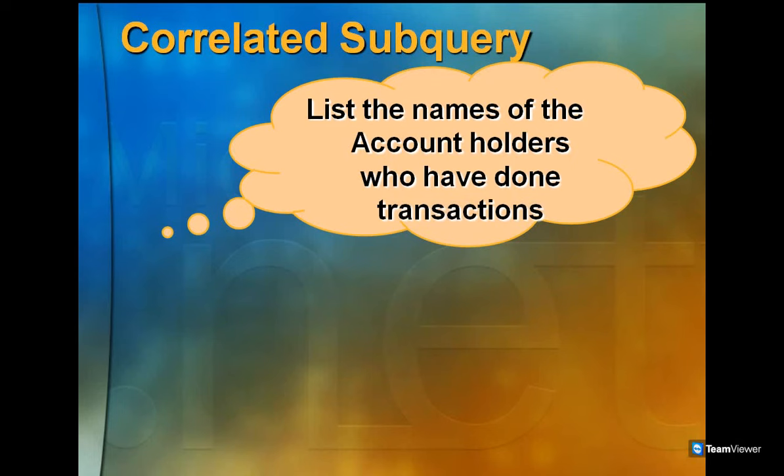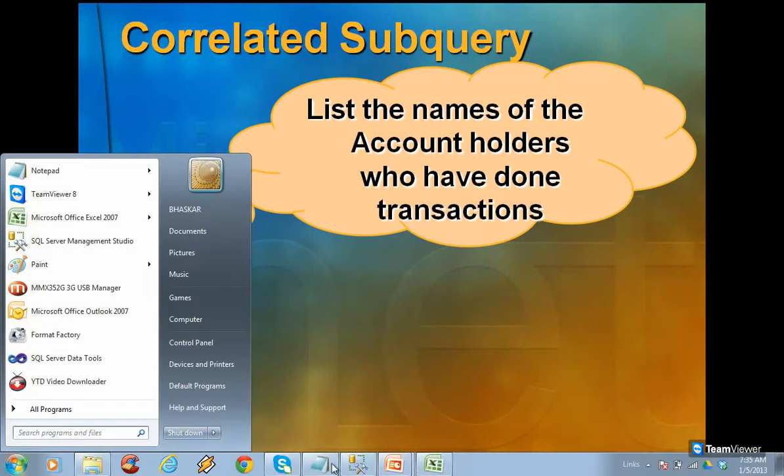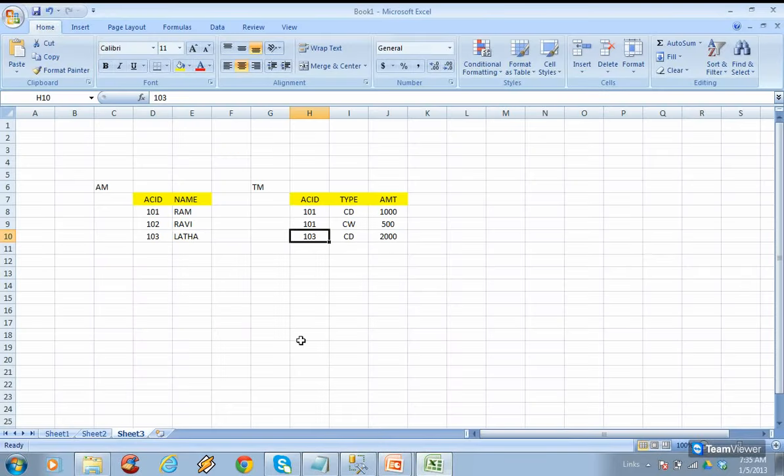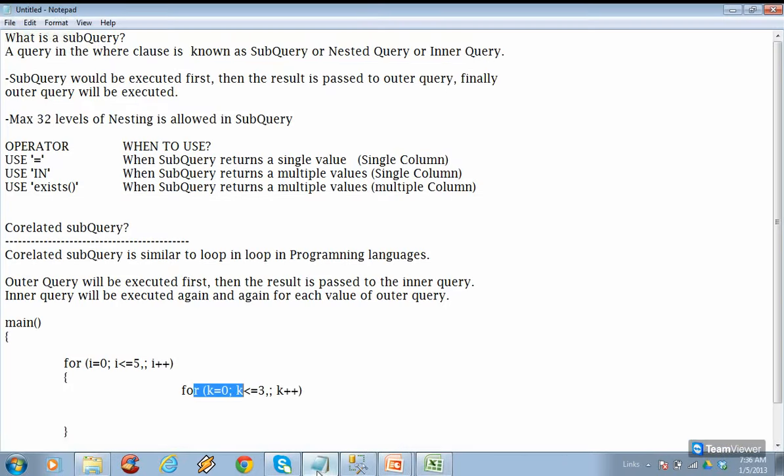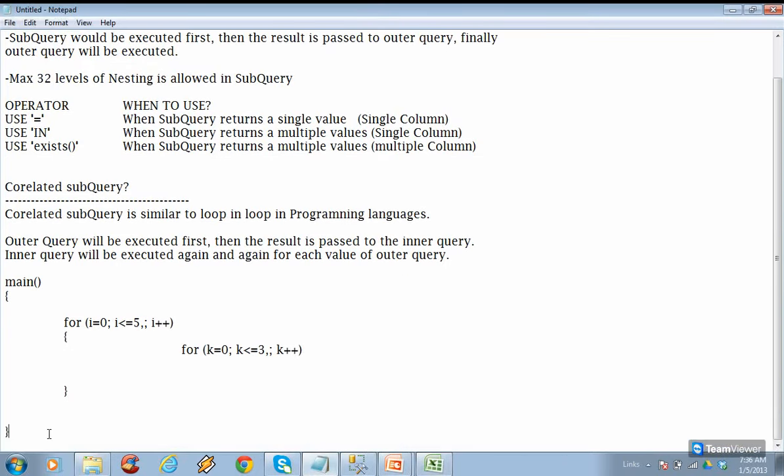So, how would I like to write this? Now pass these three values and check whether 101 is there, yes. Whether 102 is there, yes. Or whether 103 is there, yes. You take this value, pass one by one and check. If it is there, then he has done the transaction. If it is not there, he has not done the transaction. That is the logic we have to use. Now let us understand the syntax.